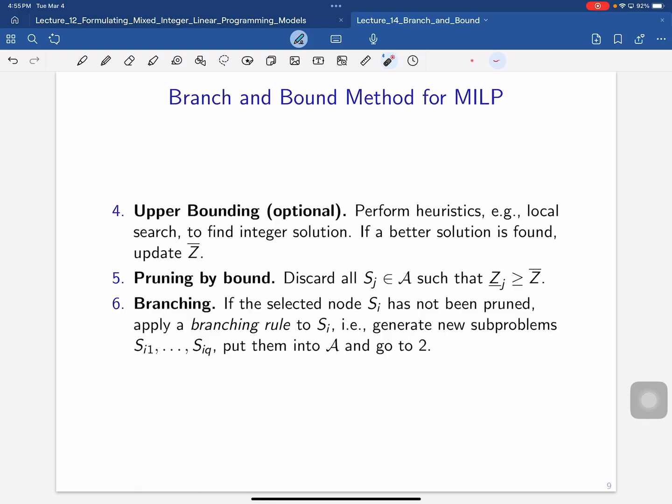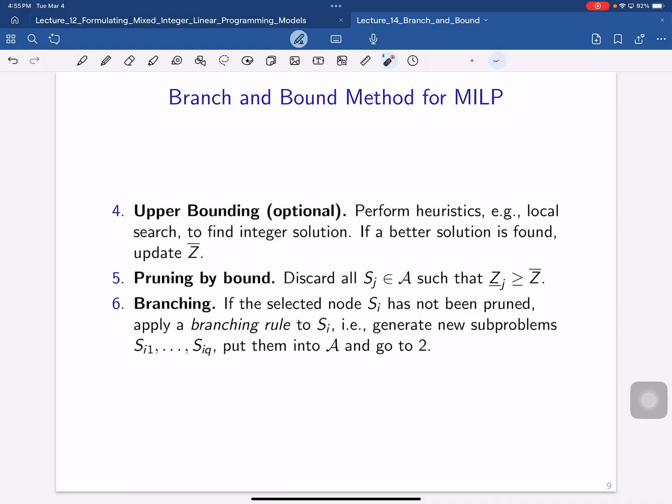If you find a solution to a relaxation that is not feasible, then you can do some very simple heuristics. Very simple heuristic, you will just do rounding. Let's round all the binary variables and check if the problem is feasible. If it's feasible, then you find a feasible solution. The other heuristic is you can do some sort of local search by solving a sub-MILP problem.